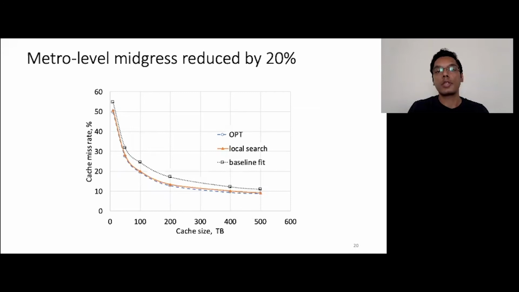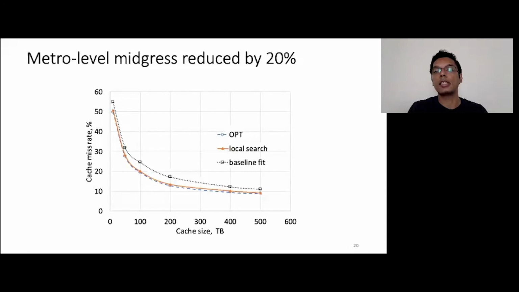Opt is the solution of the optimization model. Local search is the heuristic that we just discussed in the previous slides. And baseline fit is a baseline midgress-unaware traffic provisioning algorithm that is similar to the traffic provisioning algorithms in use today. The baseline algorithm assigns traffic classes to servers using techniques such as consistent hashing without explicitly accounting for the impact on midgress due to these assignments. In this graph, smaller value is better.